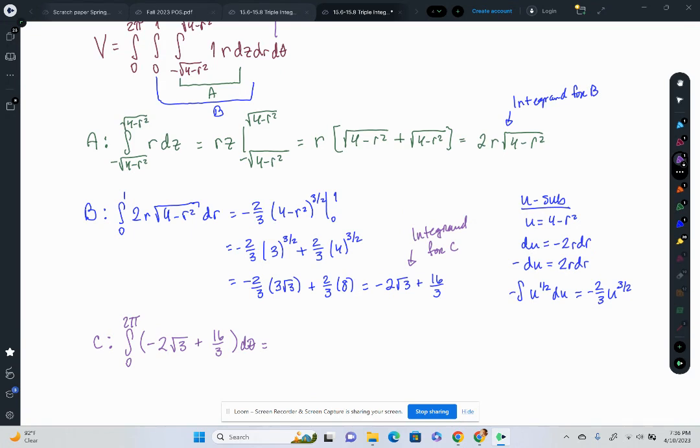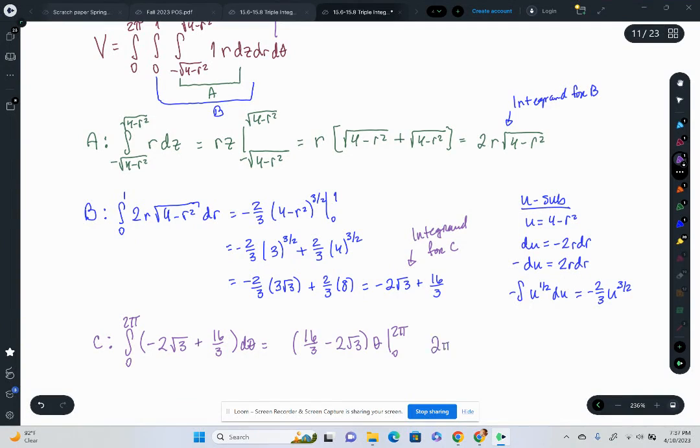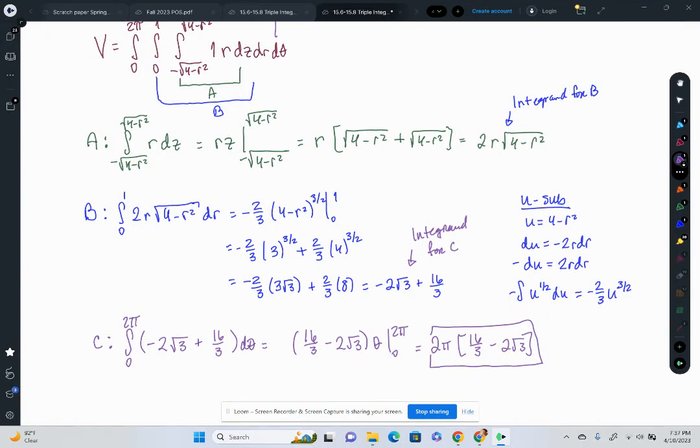I'm going to change the order of these because I hate writing negatives first. So this is 16/3 minus 2 square root 3 times theta from 0 to 2 pi. And that gives me 2 pi times 16 over 3 minus 2 square root 3. This is an exact answer. Do not plug it in your calculator to get a decimal approximation because it'll get marked wrong on WebAssign, and that's super frustrating. So make sure you're good with keeping things as exact answers.